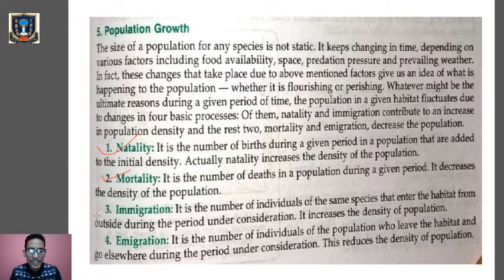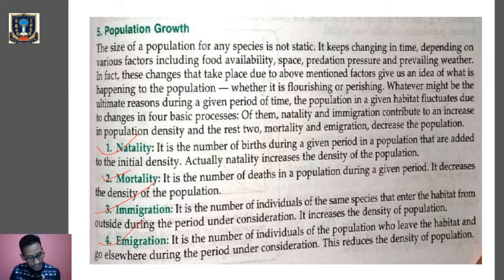Now what is immigration? It means the number of individuals of the same species that enter a habitat from another habitat. So if any individual from another habitat comes to our habitat, then that is called immigration. And when there will be more immigration, then it will increase the population density. And what is emigration? It means that whenever any organism from our habitat goes to another habitat, that is called emigration. And then there will be a decrease in the population density.